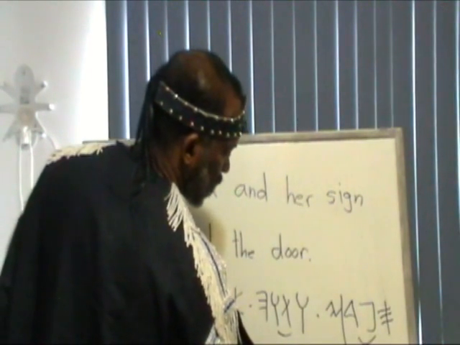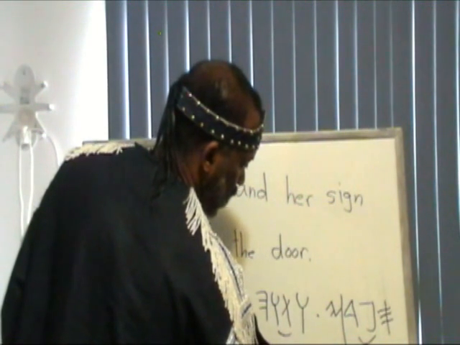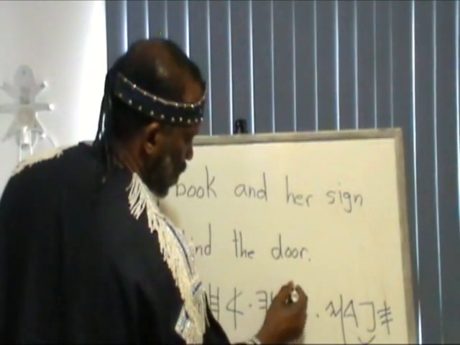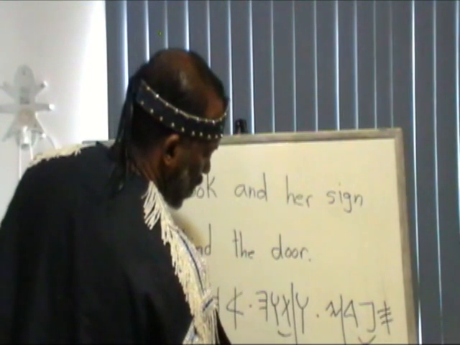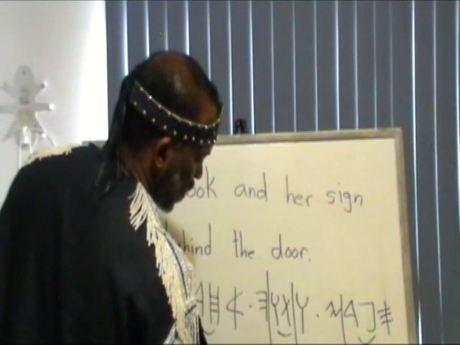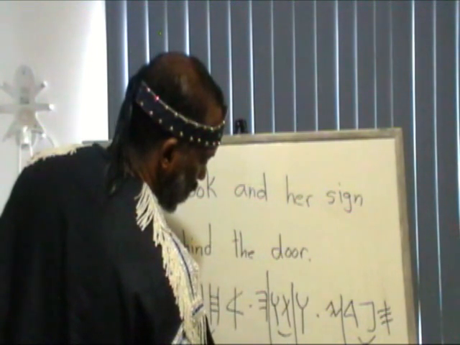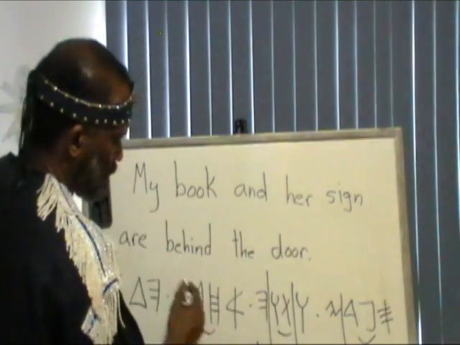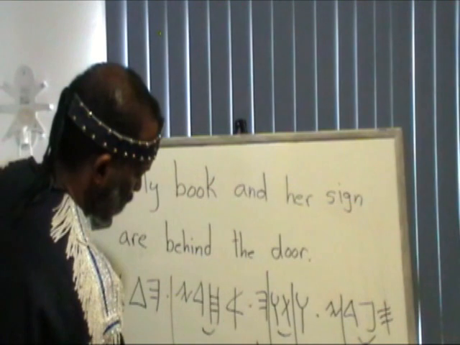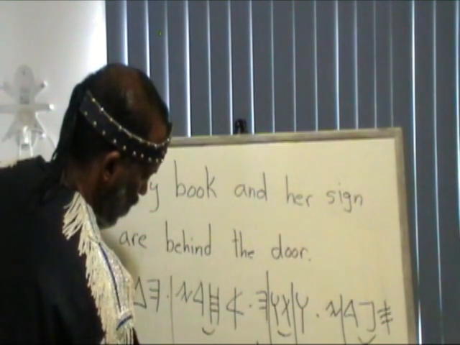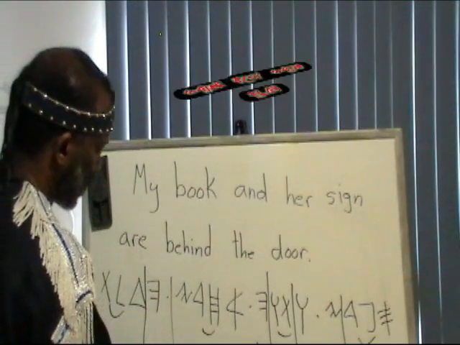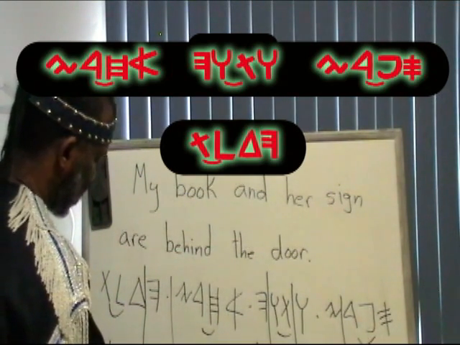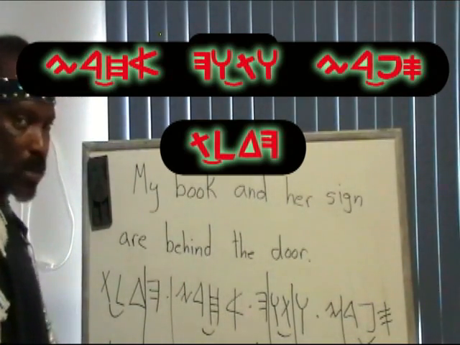Sapa is book. The ya is my. So you have my book. Wa is and. Tho is sign. The ha is her. And her sign, akhoya, behind. Ha dalat. Ha is the dalat door.